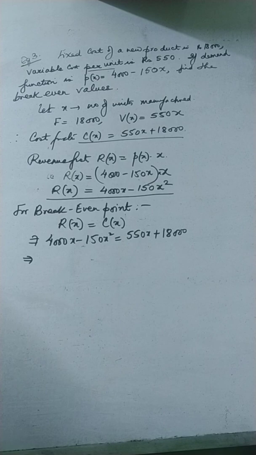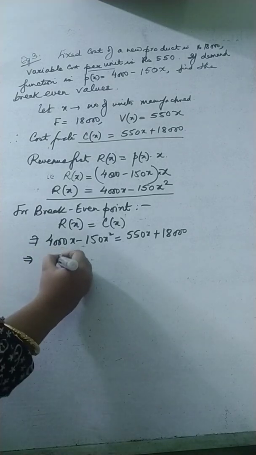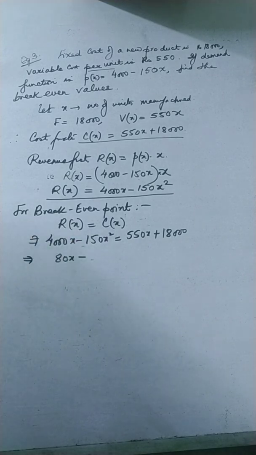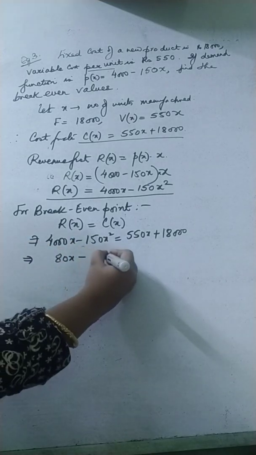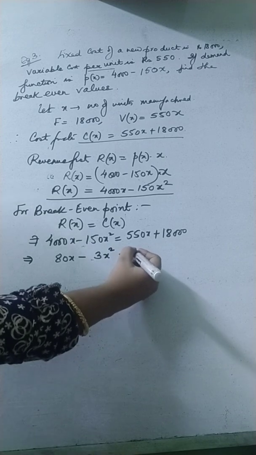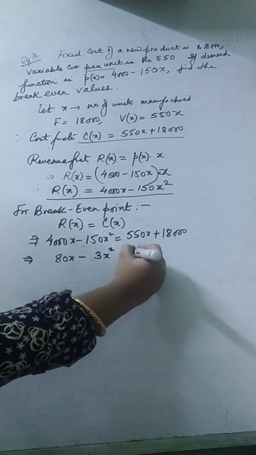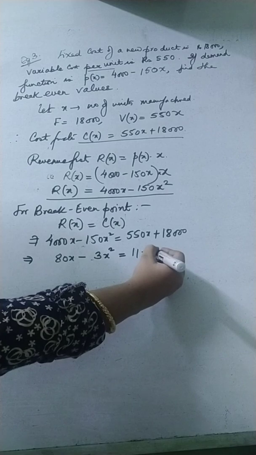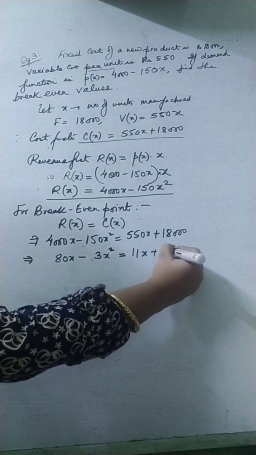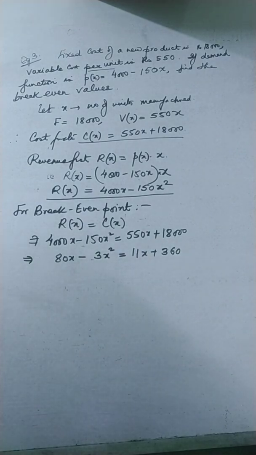Each of these terms, I think we can divide by 50, isn't it? 4000, 150, 550, 18,000. All of these are divisible by 50 straight away. So that makes this as 80x. This becomes 3x squared. This becomes 11. And this becomes 360. What have I done? I have divided by 50. Okay, you can check and see.